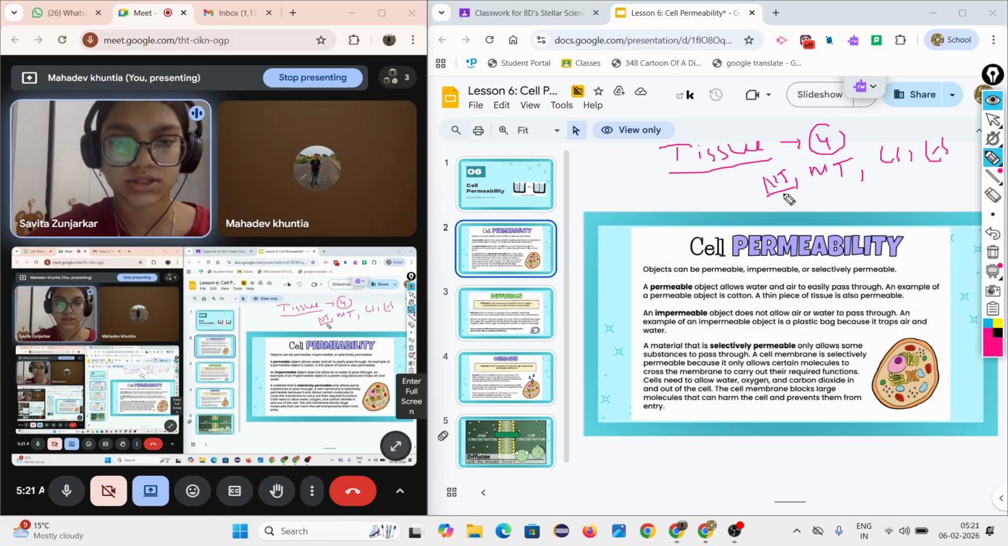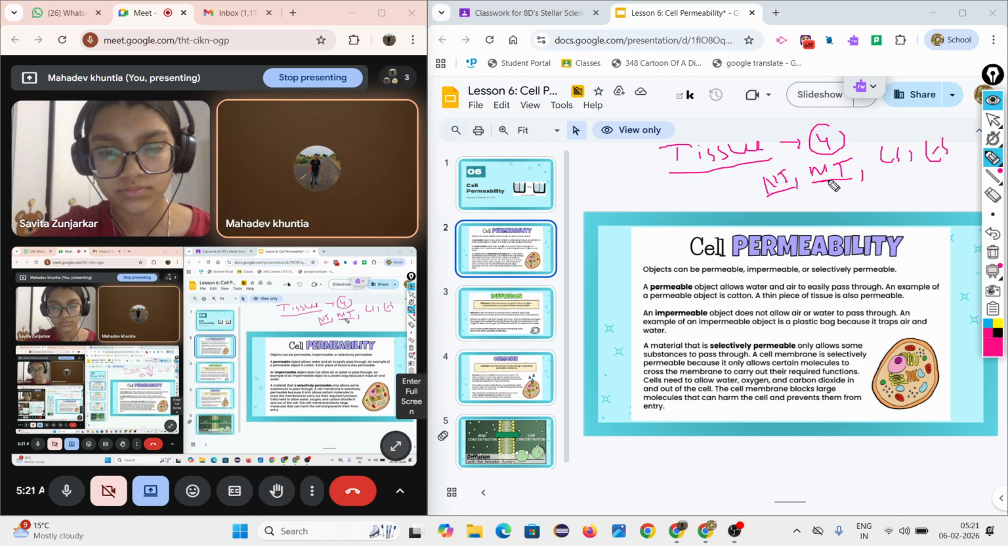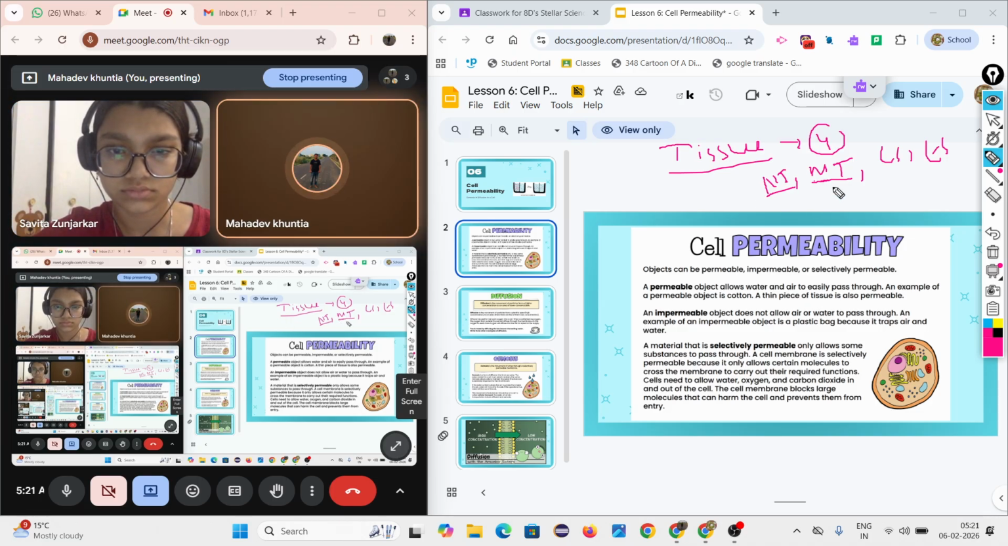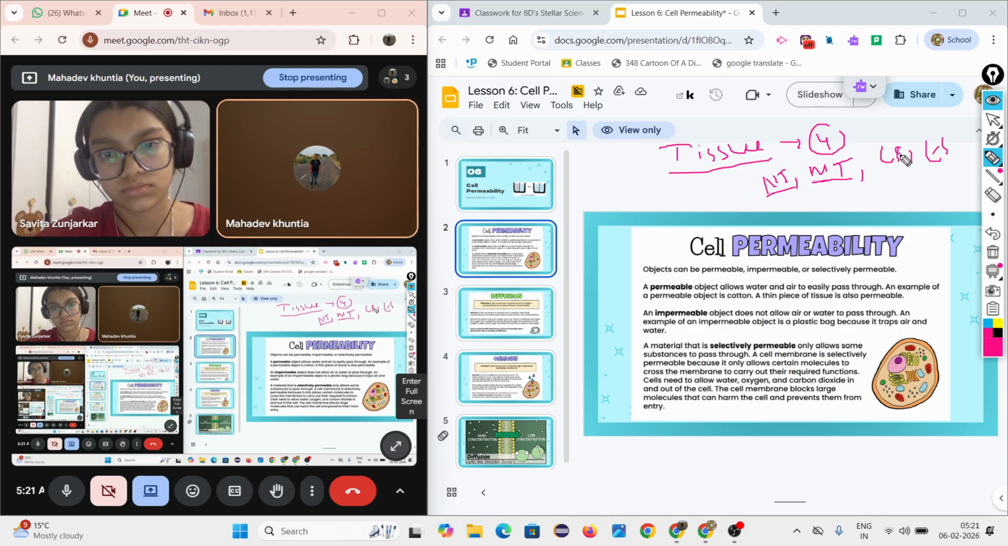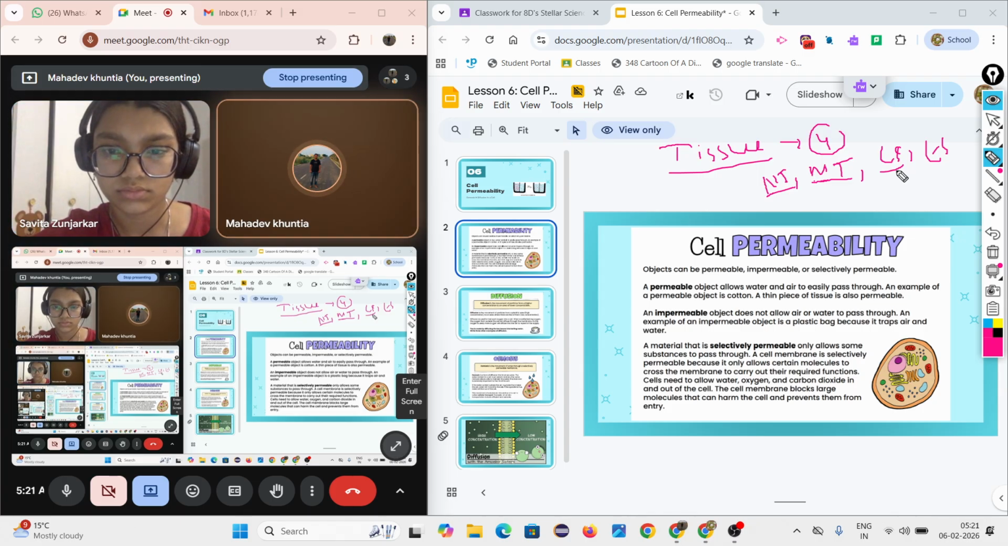It sends messages from the spinal cord. What is the main function of muscle tissue? It maintains the structure of the body. Yes. What is the work of connective tissue? They connect all the organs of our body. Okay, they connect one part of the body to another part of the body.